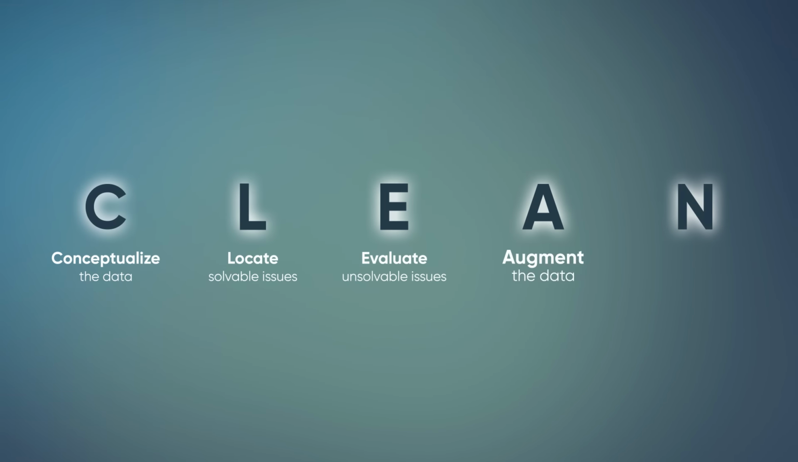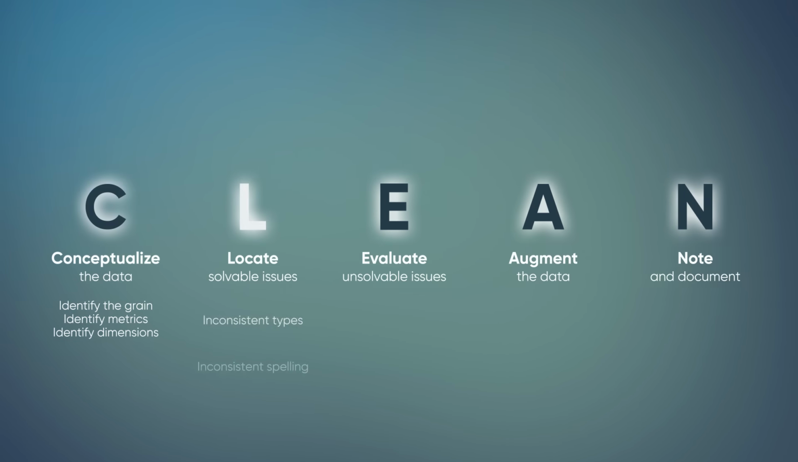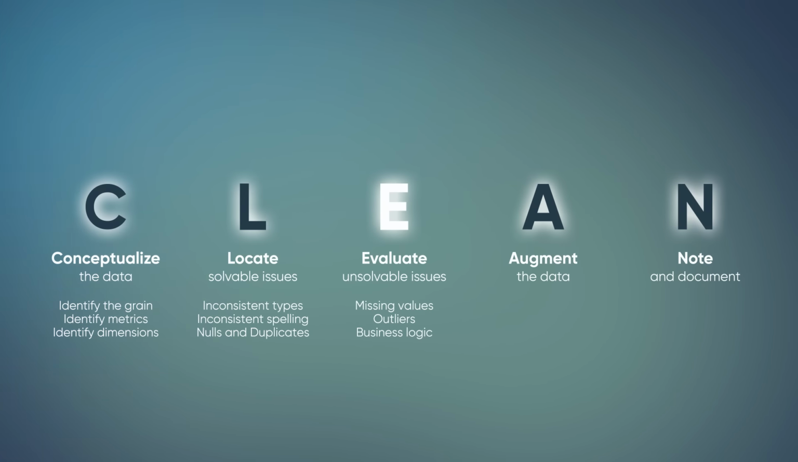So ultimately, the full data cleaning process looks like this. We understand the data set by identifying the grain, metrics, and dimensions, and making sure that we can tell the story of an example record in the data. We locate solvable issues by conducting a first pass of cleaning and deal with what we can in that process. And then we evaluate the unsolvable issues, where we're documenting what we're finding and referring to another team if possible, otherwise just leaving it as is and making those issues transparent.